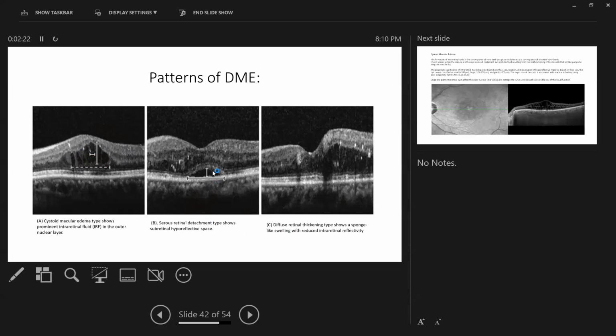The second type we call subretinal neurosensory detachment. Usually we get a serous retinal detachment, identified as a bell-shaped hyporeflective space beneath the neurosensory retina. The third type we call the sponge-like type. We get a diffuse retinal thickening. So we have 3 clinical patterns of diabetic macular edema: the cystoid one, the subfoveal neurosensory detachment, and the diffuse retinal thickening. These are the 3 types.